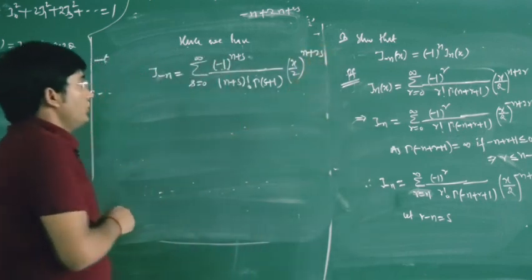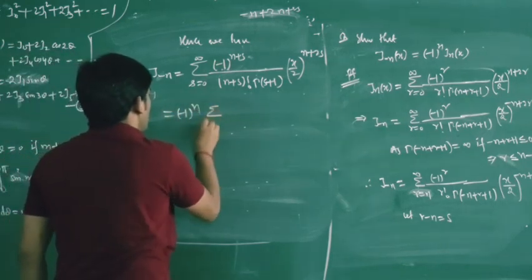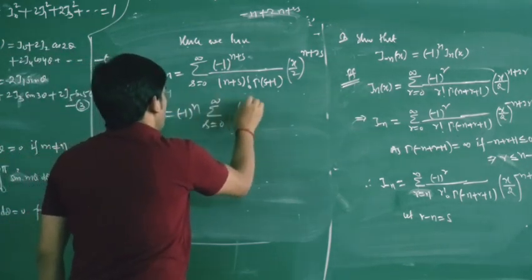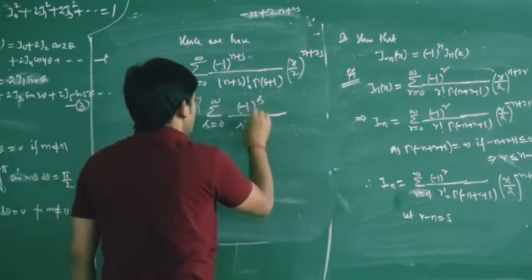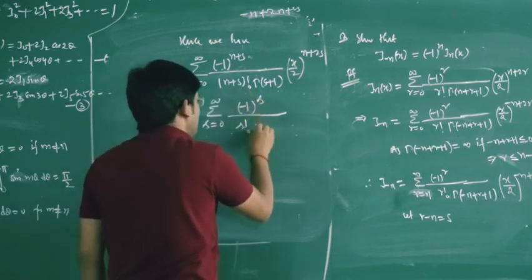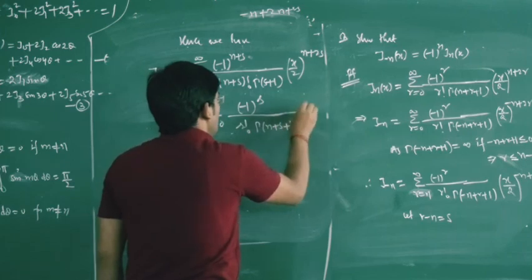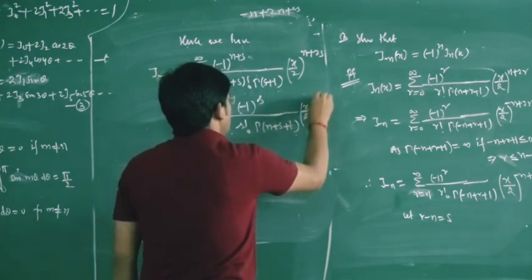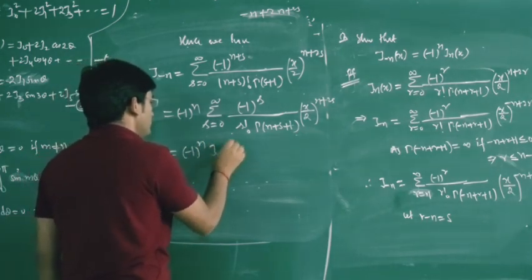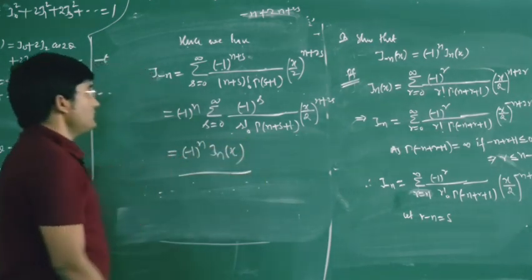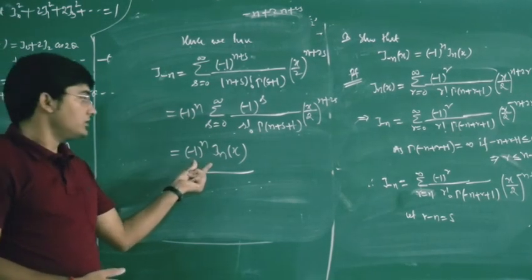Okay. So let us take this minus 1 to power n outside. In the summation we have s equal to 0 to infinity, minus 1 to power s, then gamma s plus 1 will be factorial s. Now factorial n plus s can be written as gamma n plus s plus 1, then here we have x by 2 to power n plus 2s, and this is nothing but J n of x. So that means J minus n is equal to minus 1 to power n into J n of x.